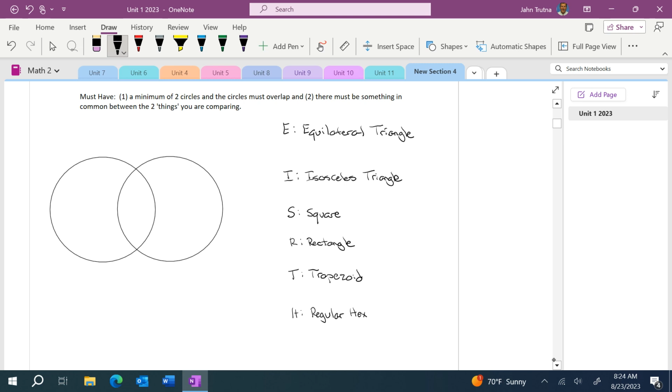And what we're going to do is take these shapes and put them in our Venn diagram, knowing that the first circle, the circle on the left, is going to represent shapes that have at least 1 pair of parallel sides. And the circle on the right, what we're going to put in the circle on the right is any one of these 6 shapes that has at least 1 pair of congruent sides.